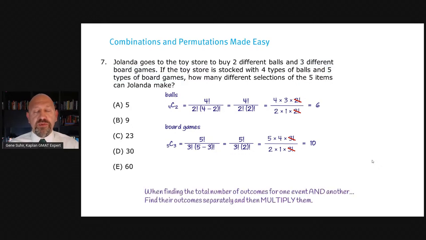When you're looking to find the number of outcomes for one event and another, we dealt with this with probability a little bit a few weeks ago in a previous session. You find their outcomes separately, and then multiply those puppies. 6 times 10 is 60.